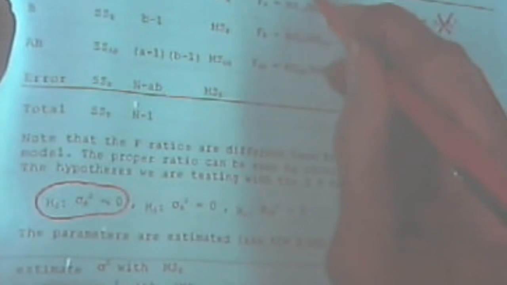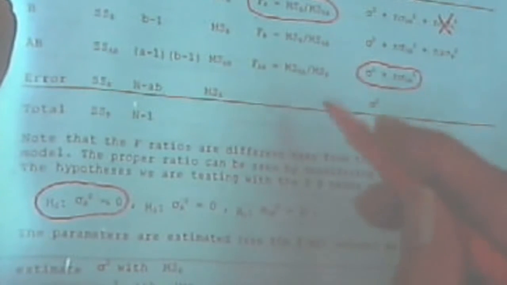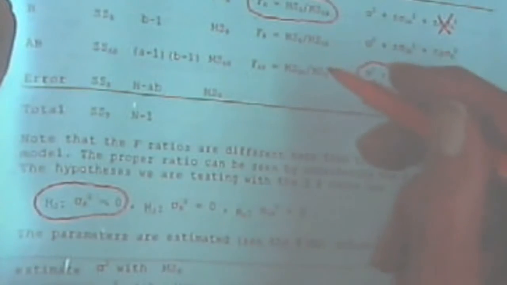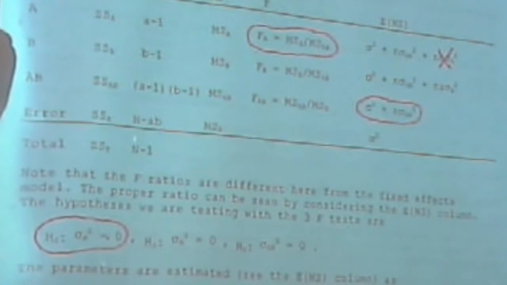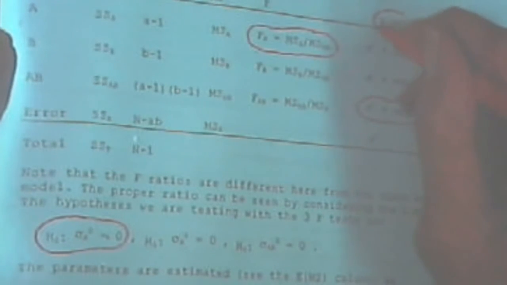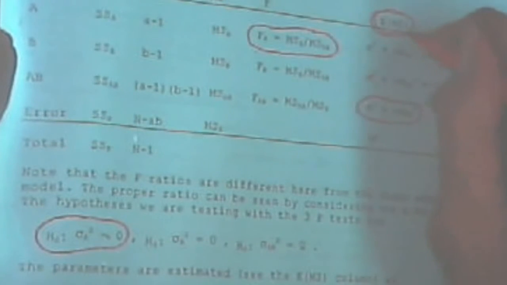And so when I form the FA statistic, it's mean square A divided by mean square AB, not mean square error. So this is a difference from the fixed effects model as far as what's the proper F statistic. So anyway, guidance as to what's the proper ratio to use for the F statistic comes most conveniently from this expected mean square column. Right?